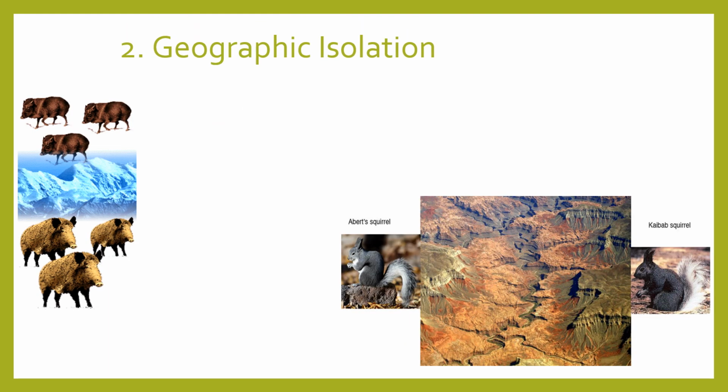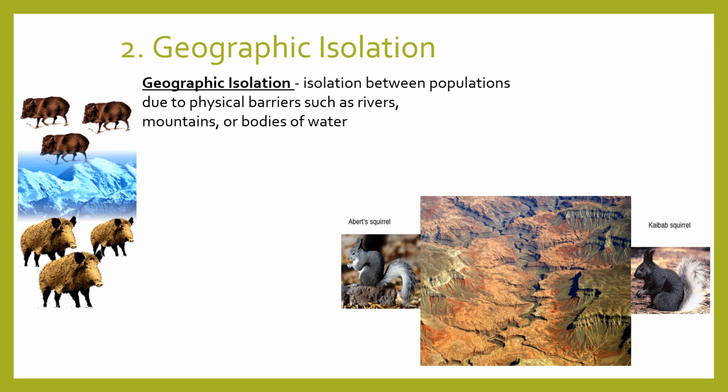So the second one is geographic isolation. So just looking at the word again, geographic most likely meaning that there's some sort of barrier that prevents the two populations from breeding with each other. So, isolation between populations due to a physical barrier, such as rivers, mountains, or bodies of water.